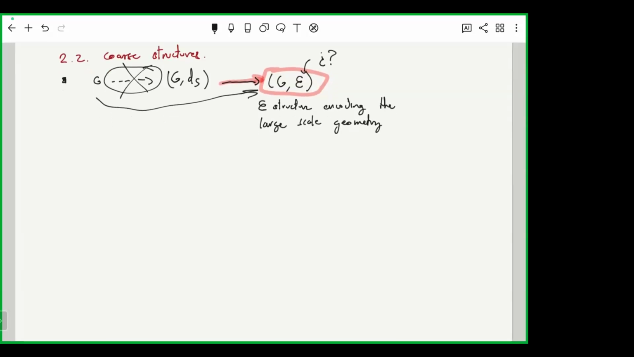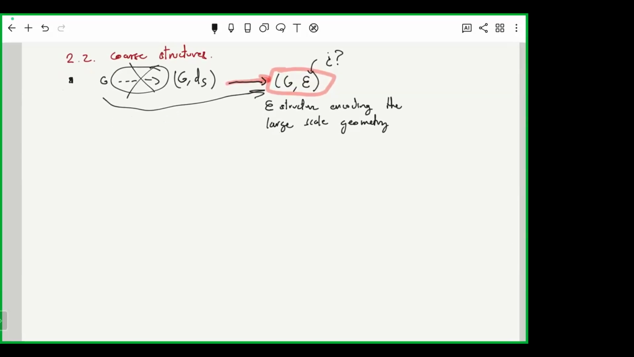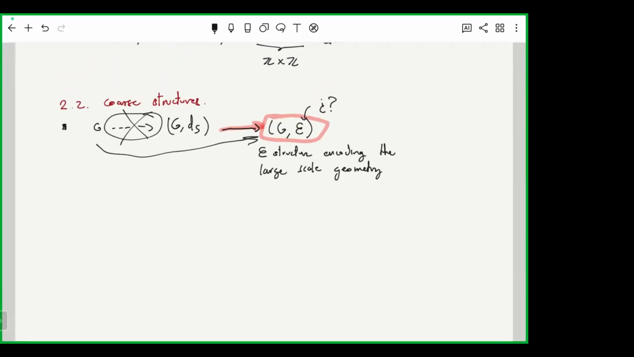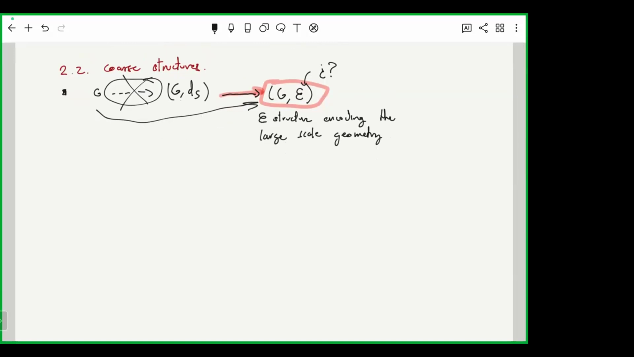So what are the axioms for a coarse structure? Let's look at a metric space in general. I want us to think about metric spaces.